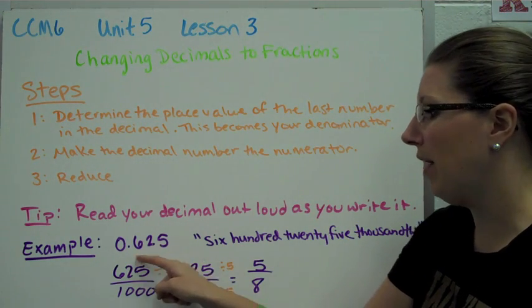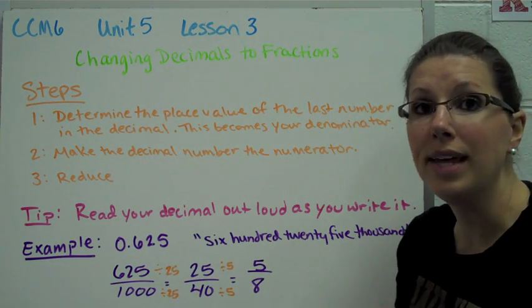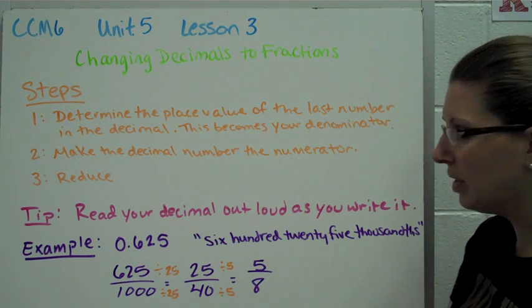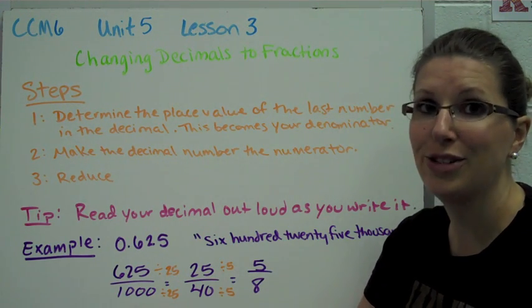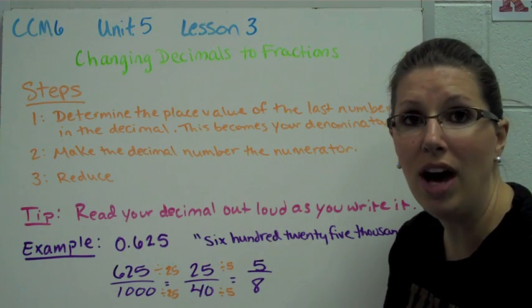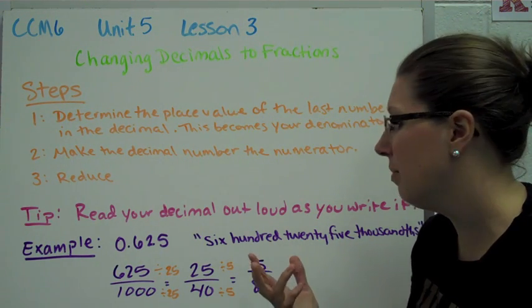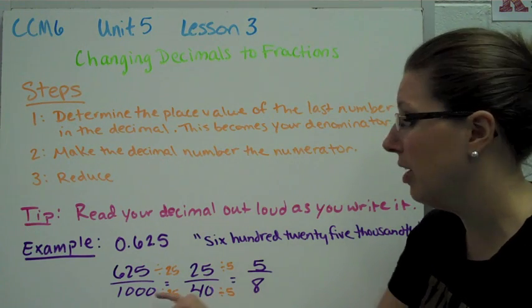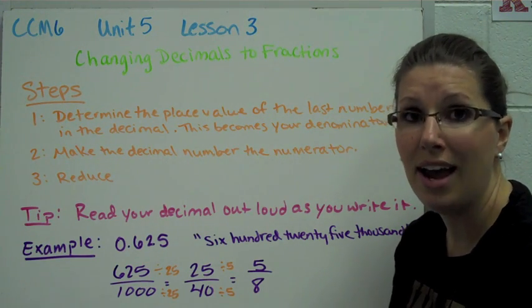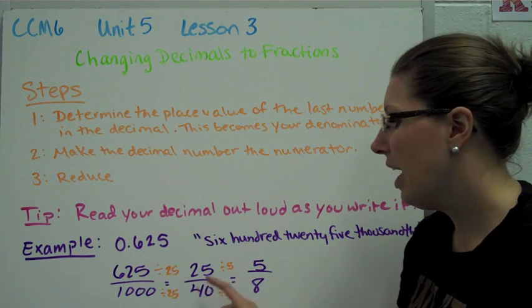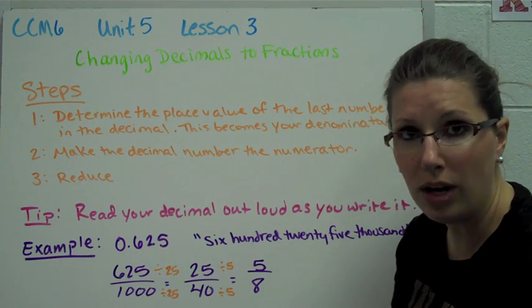For example, we've got this number here. The way you read that number is 625 thousandths. So 1,000 is your denominator, 625 is your numerator. You're going to reduce that, and the first number that comes to mind is 25. 25 goes into 625, and 25 goes into 1,000. So I divide, and I get 25 over 40.